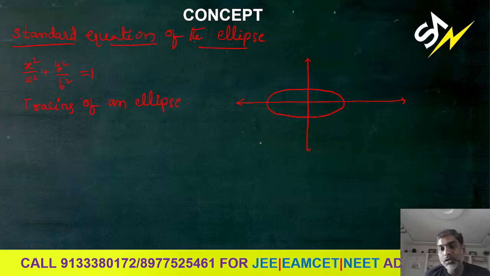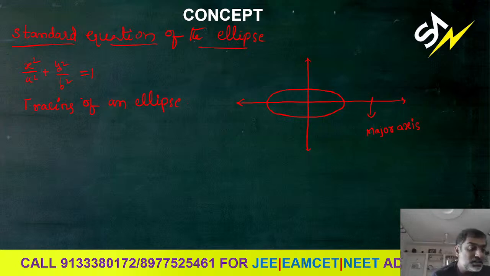Now this is the shape of the ellipse, right? Now in this ellipse, what do we call this x-axis? This x-axis is called the major axis. And what do we call this y-axis? Minor axis.